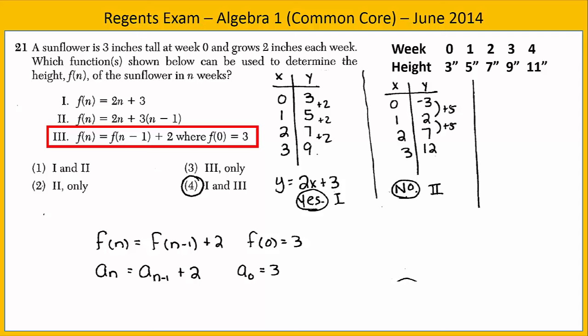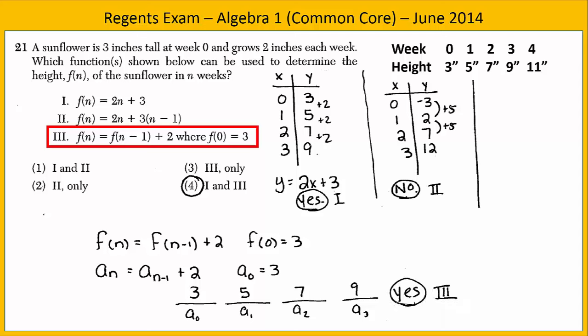And a0, the 0th term, or the initial value, was 3. If we wrote out that sequence, we'd have our initial value of 3, and then it says we add 2 each time. So we add 2 to get 5, 7, and 9. That matches the data in my original table, and so yes, choice 3 also can be used to represent the height of the sunflower after n weeks.